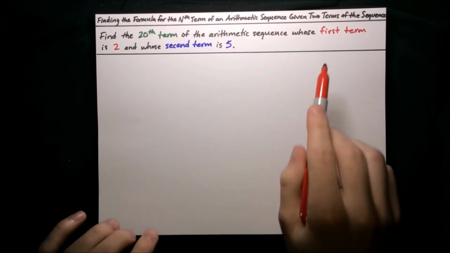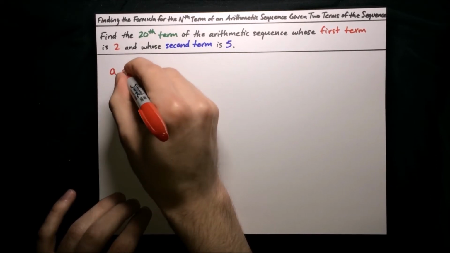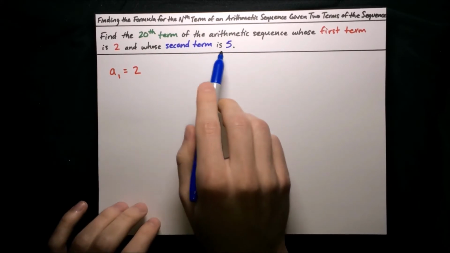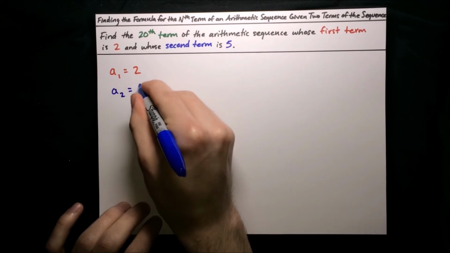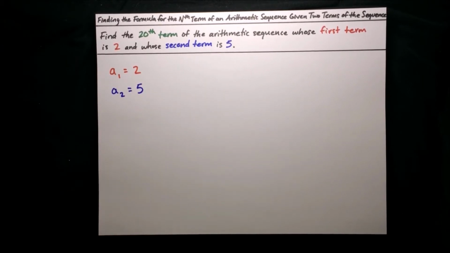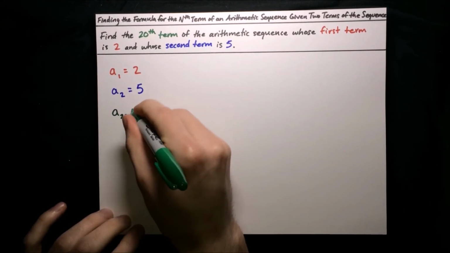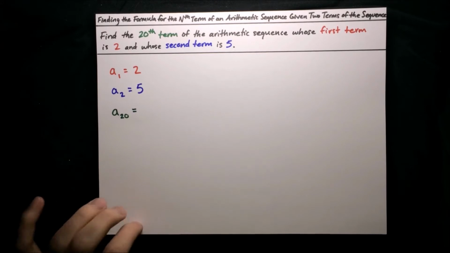First of all, we know that the first term is 2, so let's write that down as a1 equals 2, and we also know that the second term is 5. So we'll write down that a2 equals 5. Now we want to find a20. But the problem is we're not told exactly what that is. We have to figure out what it is.